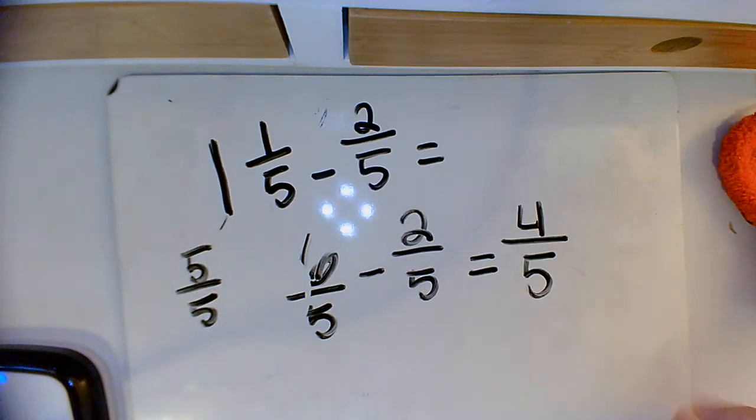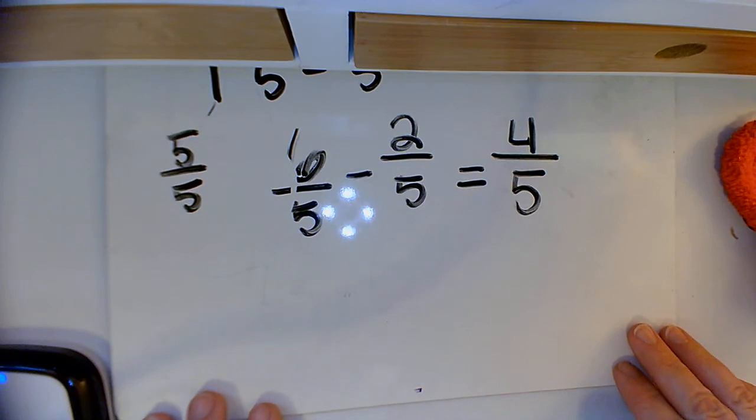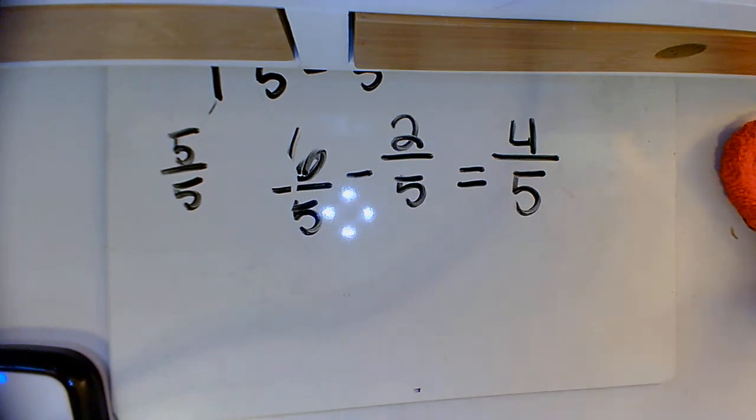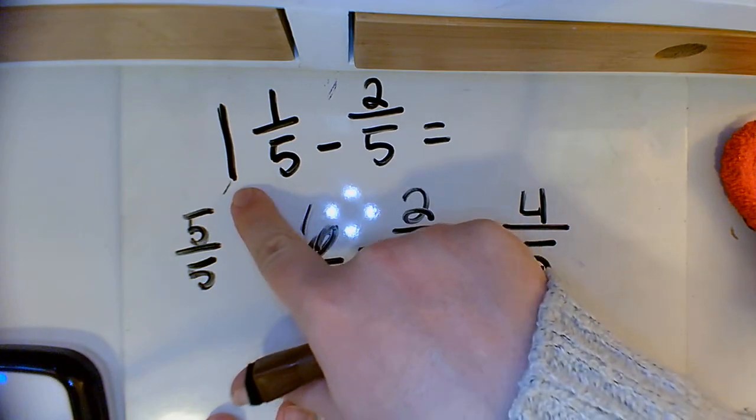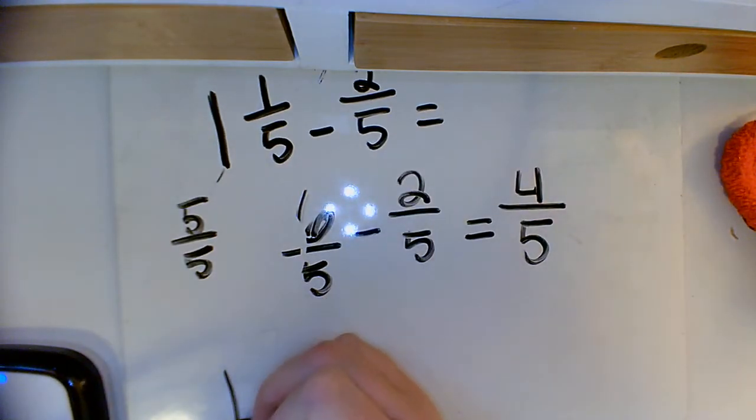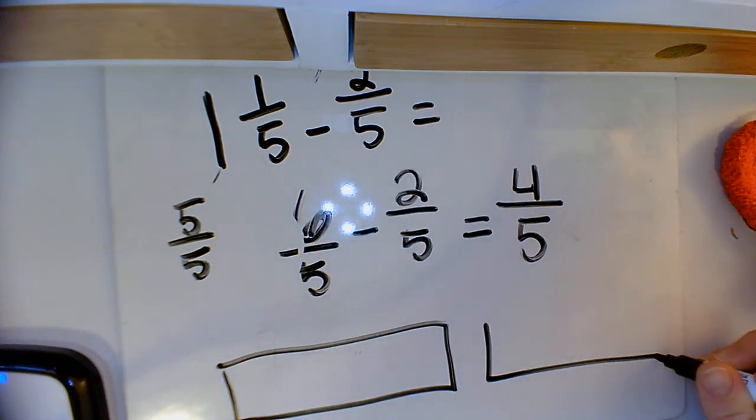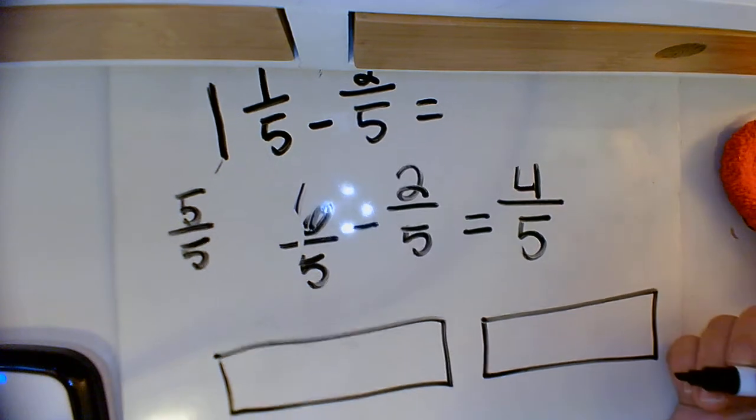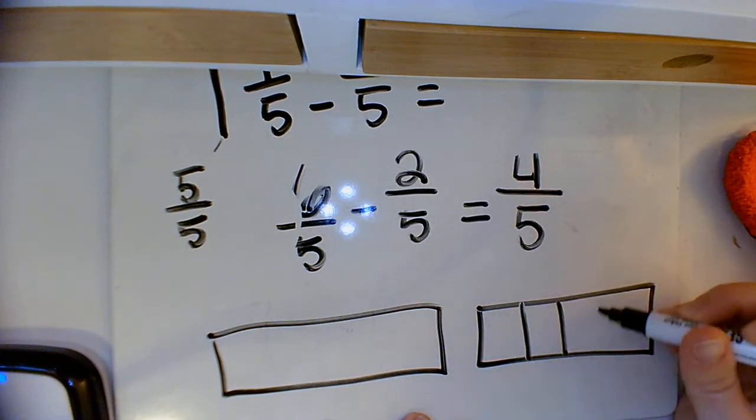Okay. So for this one, I'll show you what it looks like with an area model to help you subtract if you ever want to use that. So we're going to represent what we started with. We had 1 and 1/5. So because we're working with fifths and I have more than 1, I need 2 tape diagrams. Okay, and I'm going to decompose both of them into fifths.